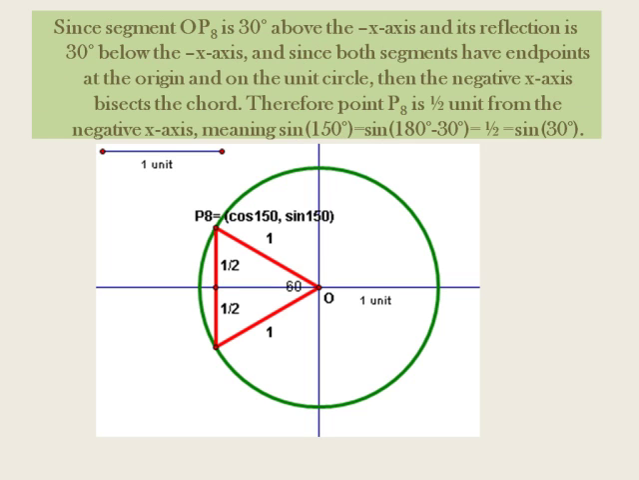Since segment OP8 is 30 degrees above the negative x-axis and its reflection is 30 degrees below the x-axis, and since both segments have endpoints at the origin and on the unit circle, then the negative x-axis bisects the chord. Therefore, point P8 is 1/2 of a unit from the negative x-axis, meaning sine of 150 degrees equals 1/2.